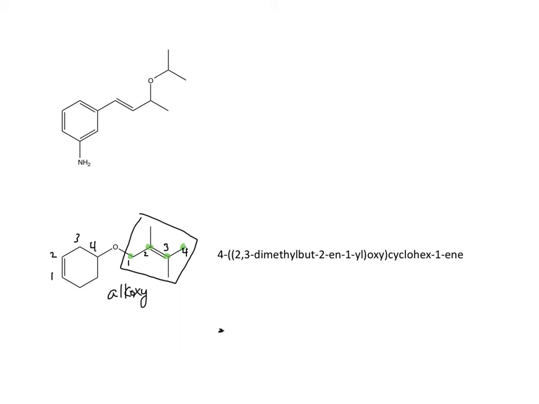So I have methyls at 2 and 3. So you can see here, at number 4 on my parent chain, 2,3-dimethyl, then bute, because there are 4 carbons. The double bond is occurring at carbon 2, so bute 2-ene 1-yl. What this is saying, the 1-yl, is it is attached to the oxy at carbon number 1 of that butyl group. Then it all ends in oxy because it is an alkoxy.